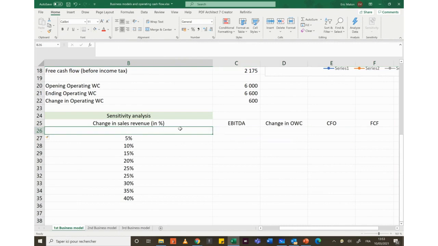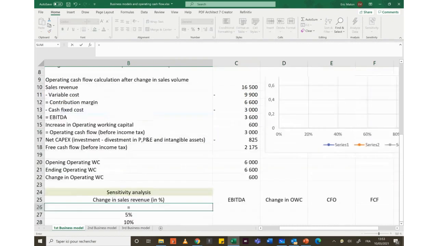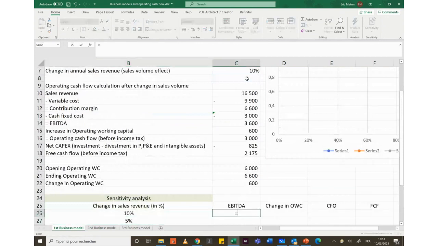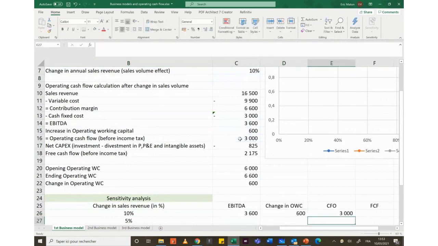Maybe we will have a problem, so I will do it later in the other case. EBITDA is here. Change in operating working capital is here. Operating cash flow is here. Free cash flow is here.